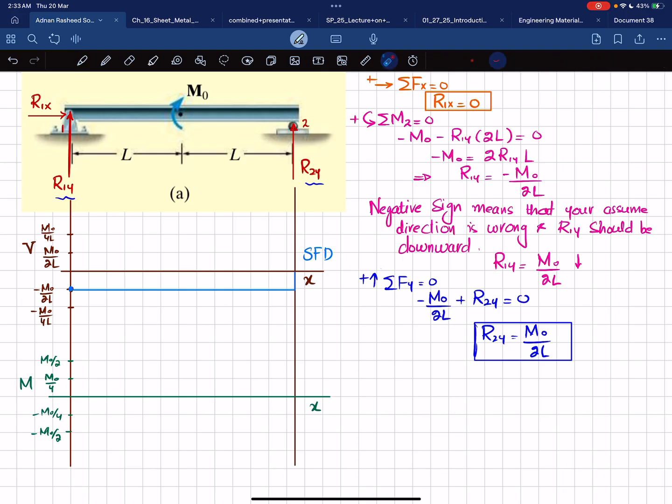Okay, starting from the first point, at x equal to 0 the bending moment is equal to 0. So your first point will be this one. Let me draw it using pink color. This will be your first bending moment.